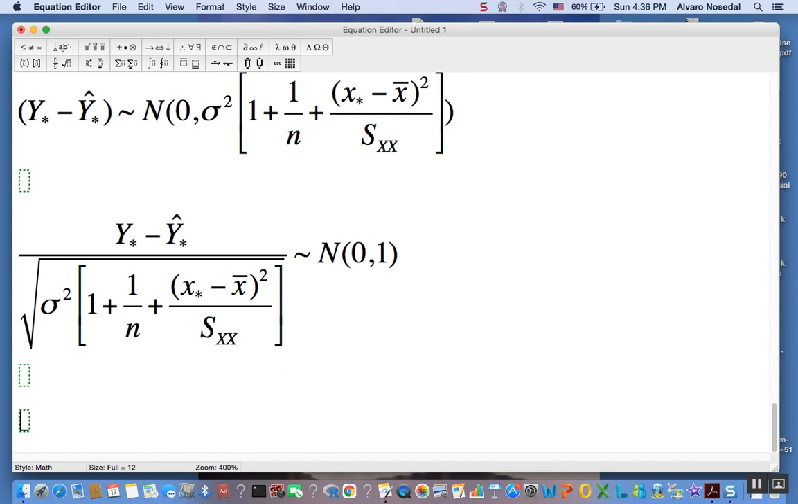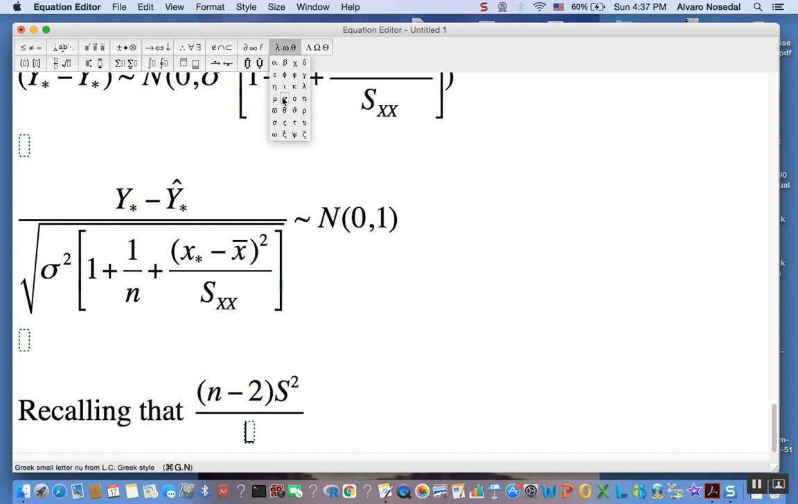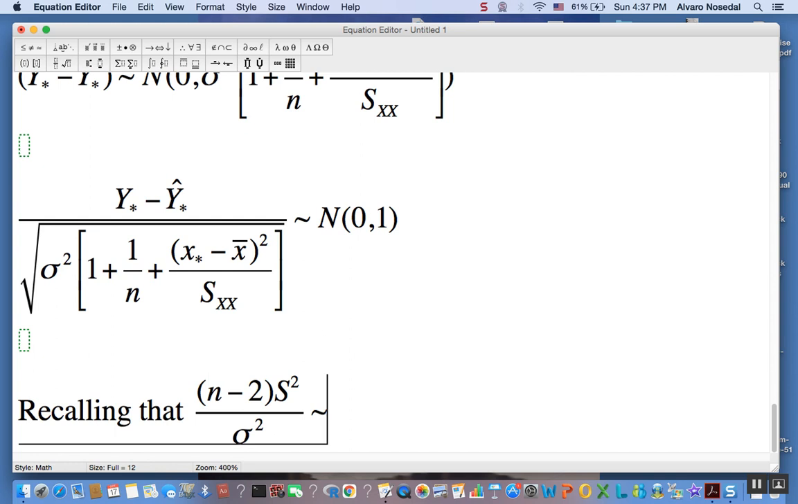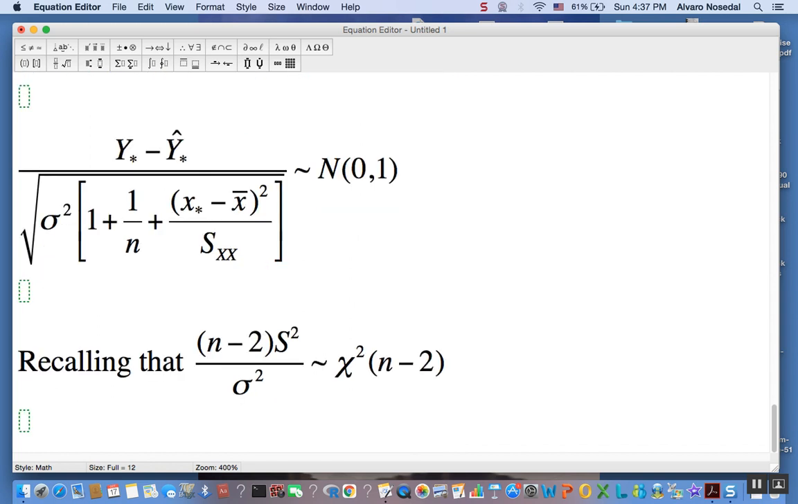Something else that you have seen and used before: recalling that n minus 2 times s square divided by sigma square has a chi-square distribution with n minus 2 degrees of freedom. Okay, we know that.